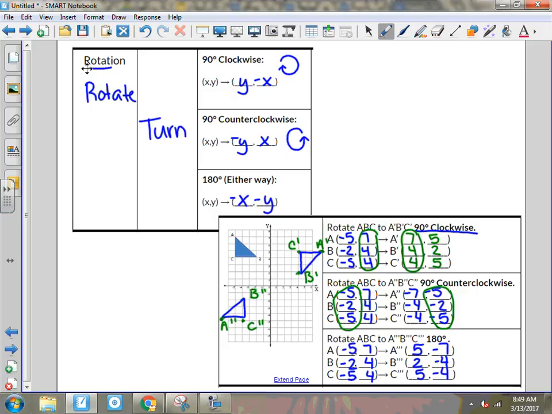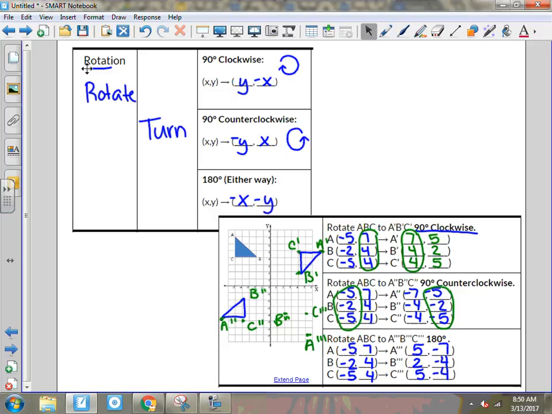So this one has 3 primes on it, so a triple prime. So a triple prime is going to go over 5 to the right, 1, 2, 3, 4, 5, and then down 7. So 1, 2, 3, 4, 5, 6. There's A with 3 primes. B is at a 2, -4. And C is at a 5, -4.